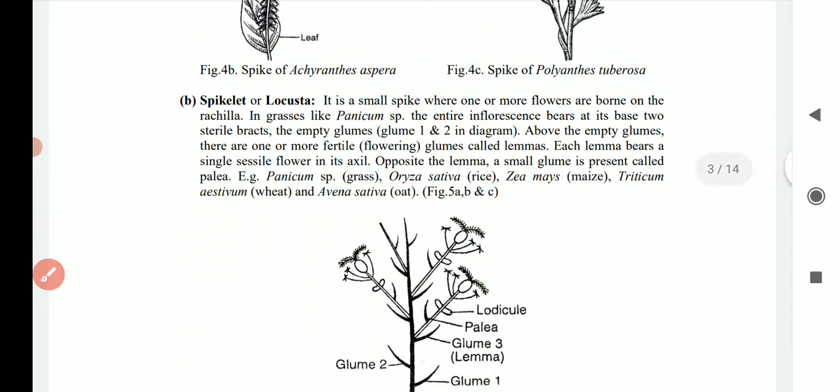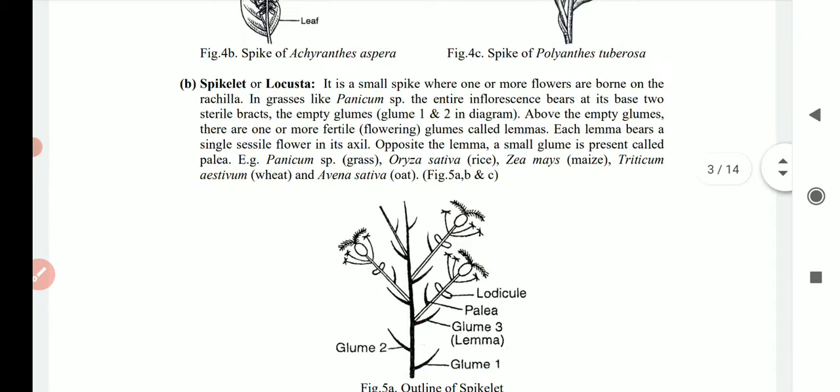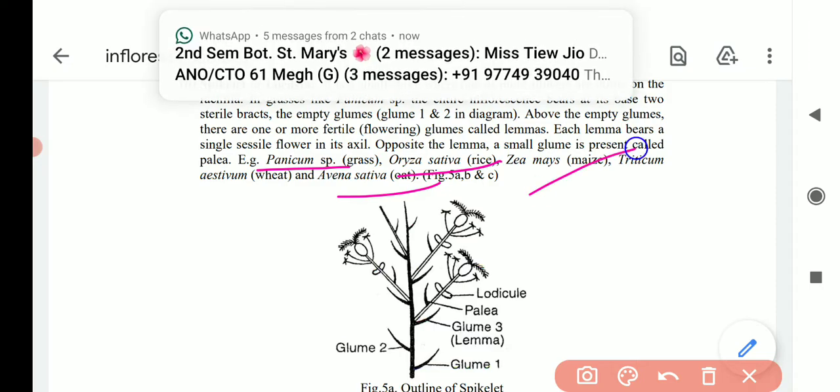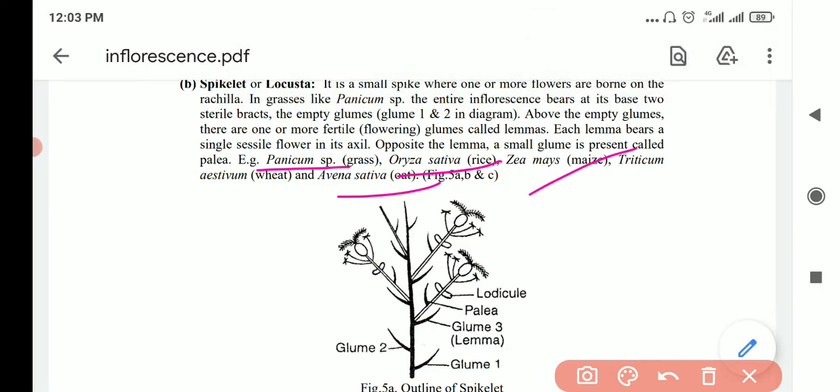Then when we go to the spikelet type, inflorescence is in all our food grains. Our rice, our wheat, then the oats, then the grass that we see, right? All these are spikelet. So the grass is what? Panicum species. Then oats is Avena sativa. Then rice is Oryza sativa. Maize, Zea mays. Then wheat is Triticum aestivum. So you remember just 1 or 2, that will be enough.